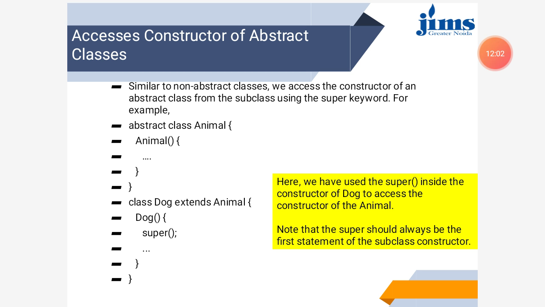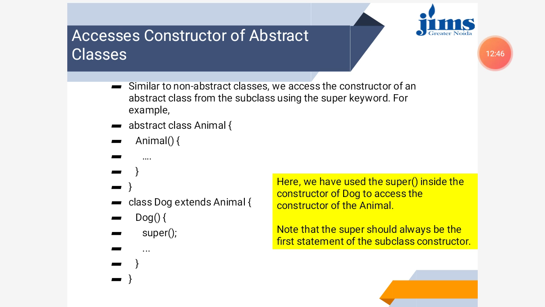Access to constructors of abstract classes. As we know, whenever we create any object, we use a constructor. Without a constructor, we cannot create any object. And in inheritance, super can also be used in a constructor. In this example, there is one Animal class. It has an Animal constructor, and we are accessing it in the child class, that is in the Dog class.